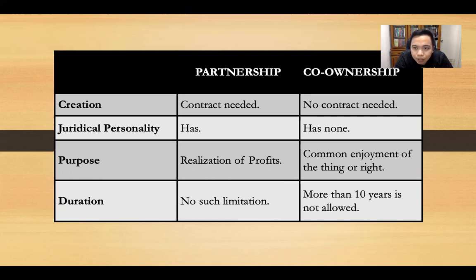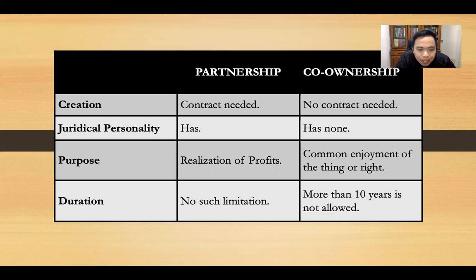Now, a partnership has a juridical personality, just like a corporation. On the other hand, a co-ownership has no juridical personality. Now, the purpose of partnership is for the realization and division of profits. But on the other hand, a co-ownership is for the purpose of common enjoyment of a thing or right.